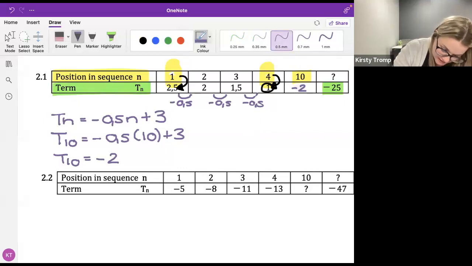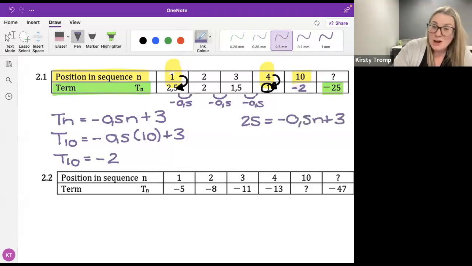I'm going to see 25. So 25 equals negative 0.5n plus 3. Right, what am I going to do now? I'm going to take this 3 to the other side, hey? When I take him to the other side, what's going to happen? I'm going to say 25 minus 3.